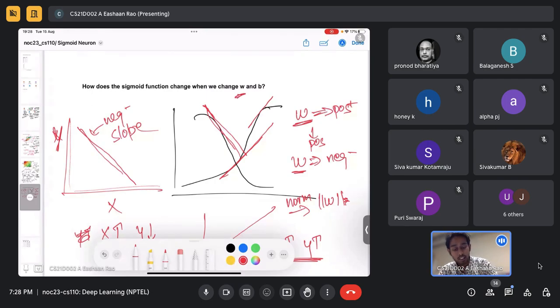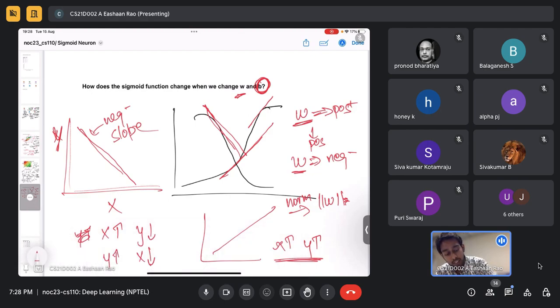Now, as we also discussed earlier, what is the relation of b here? What b is doing is helping to shift the slope in either the right or left direction, okay.